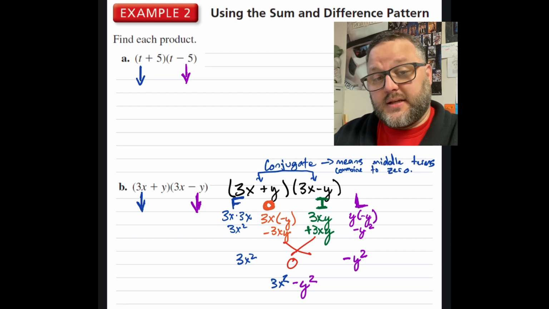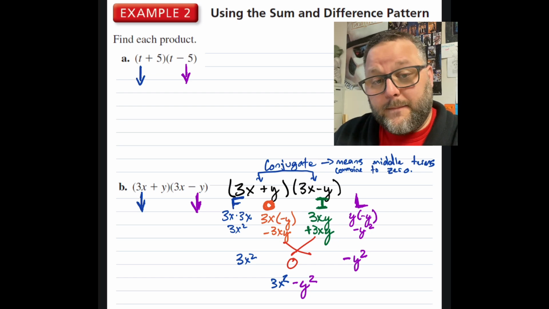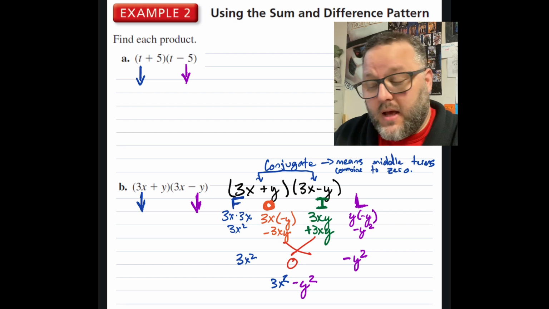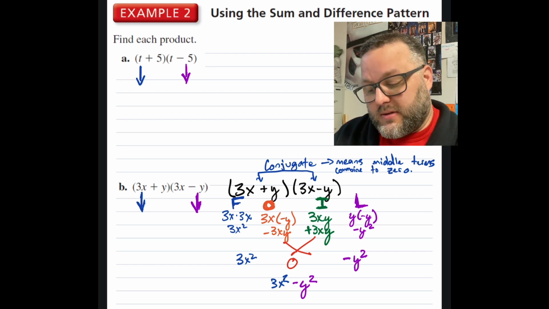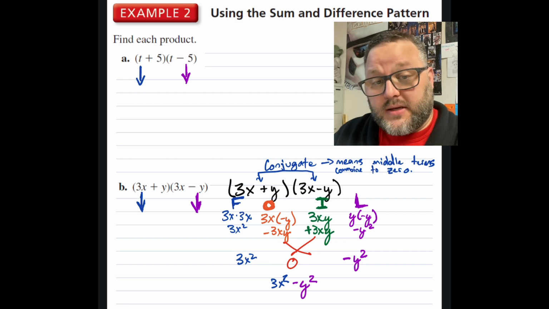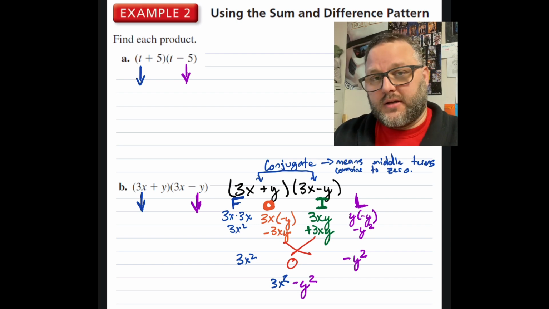Just like the last example, here in example 2, I've already worked out B as if we were using the FOIL method. So what we can see here is we have 3x plus y times 3x minus y. In other words, we have the same polynomials, except we have opposite operations. We're adding one, subtracting the other.